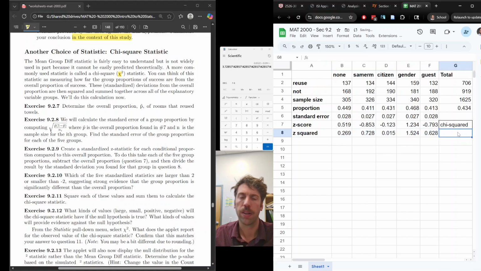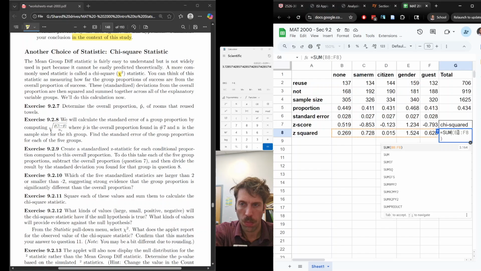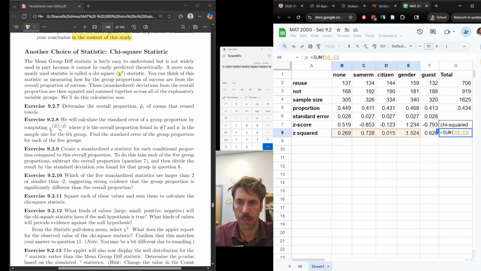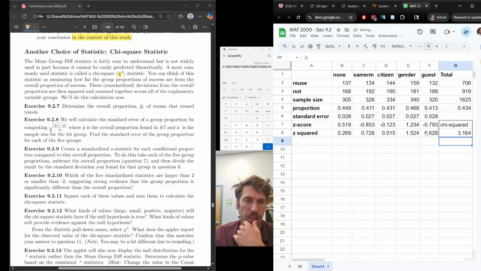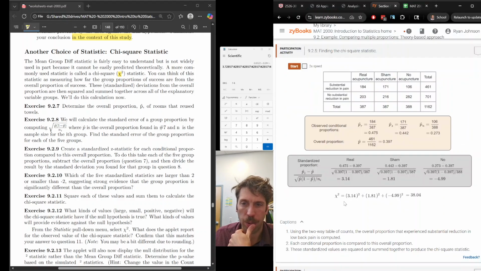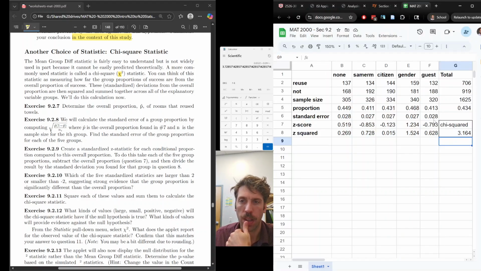And then the chi-squared is equal to the sum of these guys. And it might just be the sum. Let me double check. You can also see it here. Chi-squared, yeah, it's just the sum of the z-squareds. All right, so chi-squared is the sum of the z-squareds. Okay. So then my answer for number 11 is this number. Okay, you'll have a slightly different number.